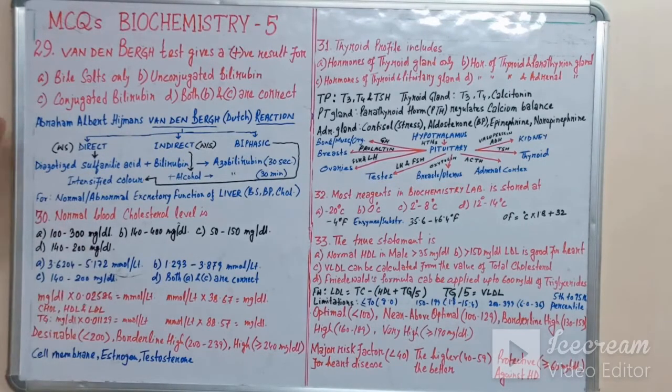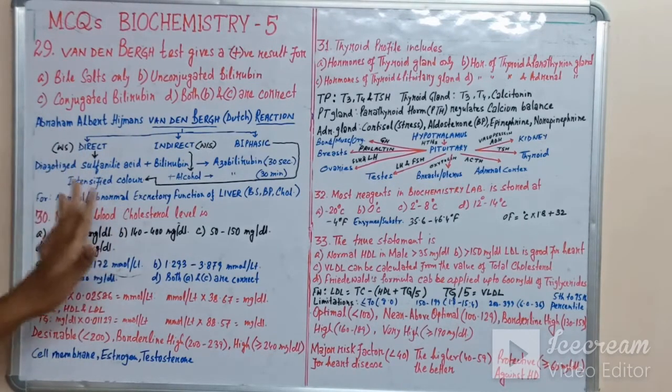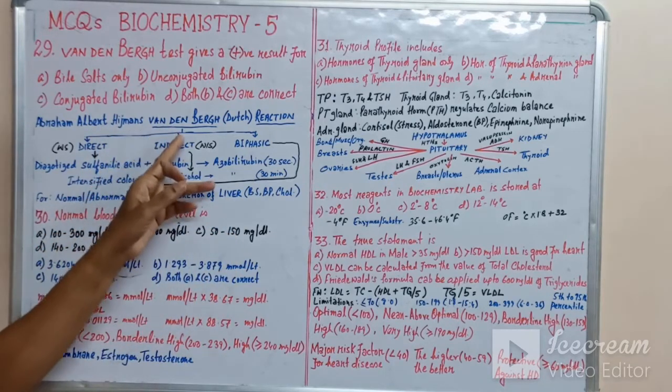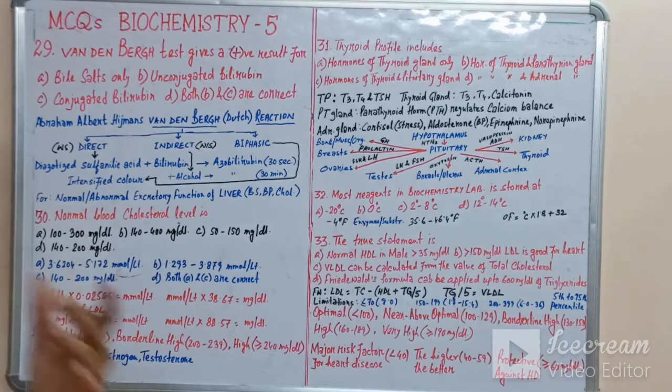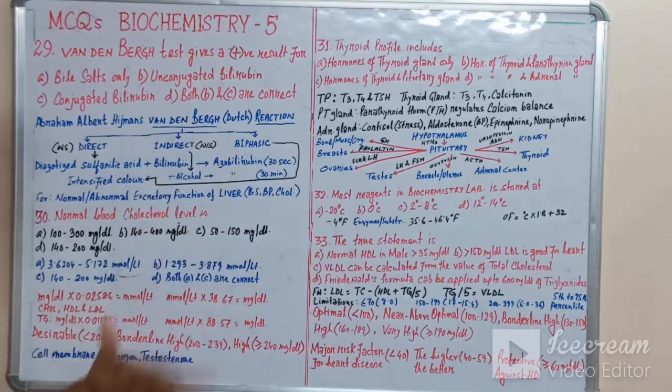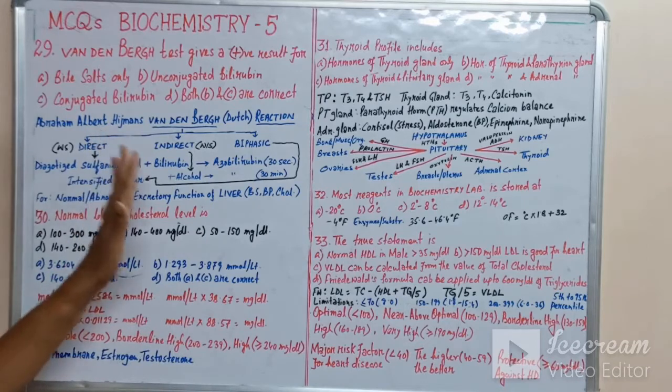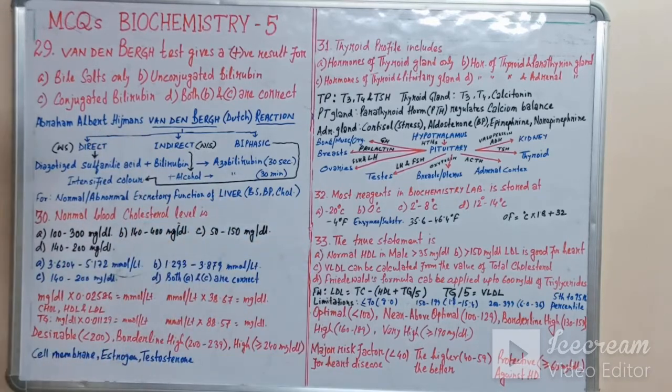was invented by Abraham Albert Hymans van den Bergh. Just note that "van" and "den" are with small letters, but "Bergh" is with a capital letter. He was a Dutch scientist. The Van den Bergh reaction is of three types: one is direct, another is indirect, and another is biphasic.